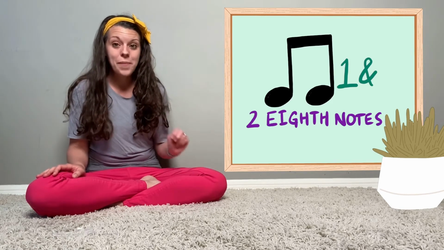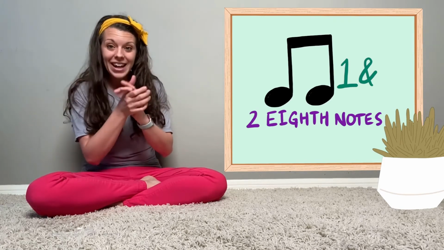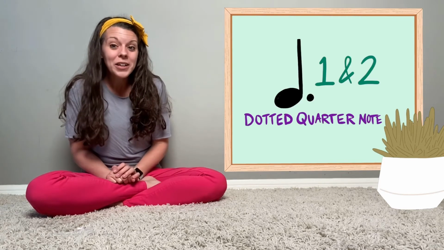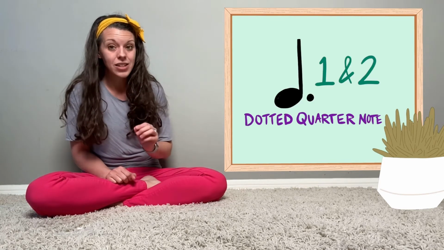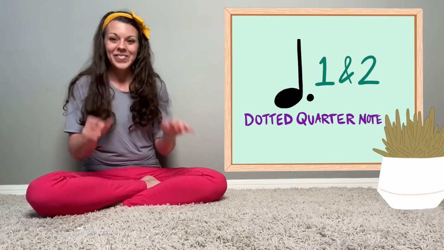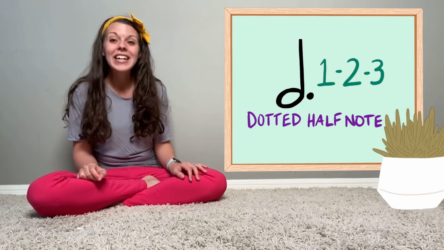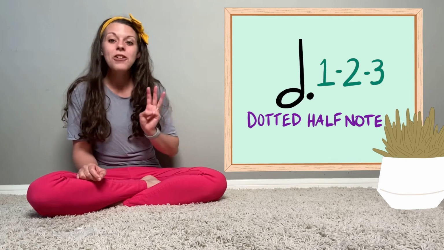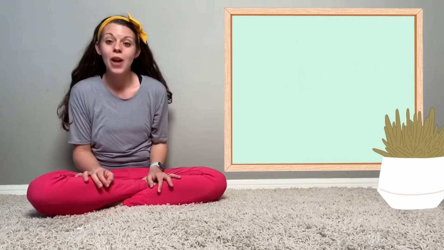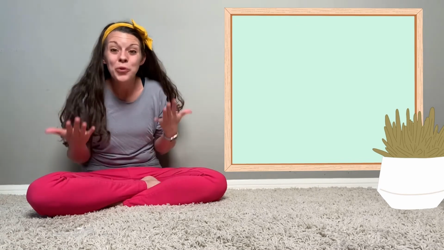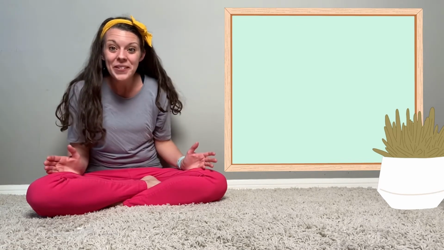Awesome. Okay, so one more time. The eighth notes, 2 of them, share a beat. 1 and. Dotted quarter note gets 1.5 beats because it has the dot. 1 and 2. Good. And the dotted half note gets 3 beats. Ready? 1, 2, 3. Awesome job. This is really hard stuff to learn, and you're doing great.